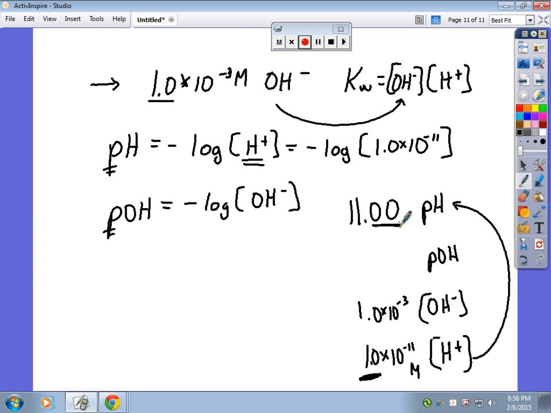Okay? Now that's the pH. What can you tell me right now about this pH? I'm going to tell you it's a base. Why? Because it's greater than 7. Therefore, it's a base. Right? pH greater than 7.